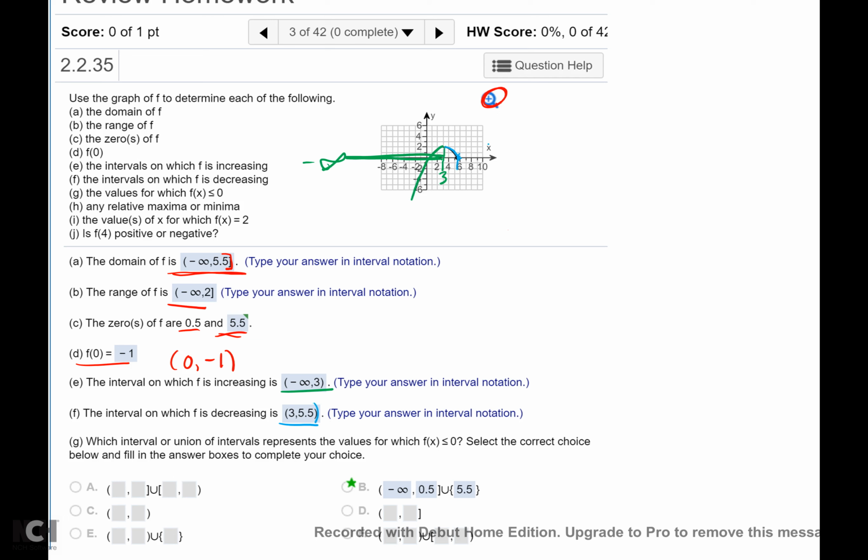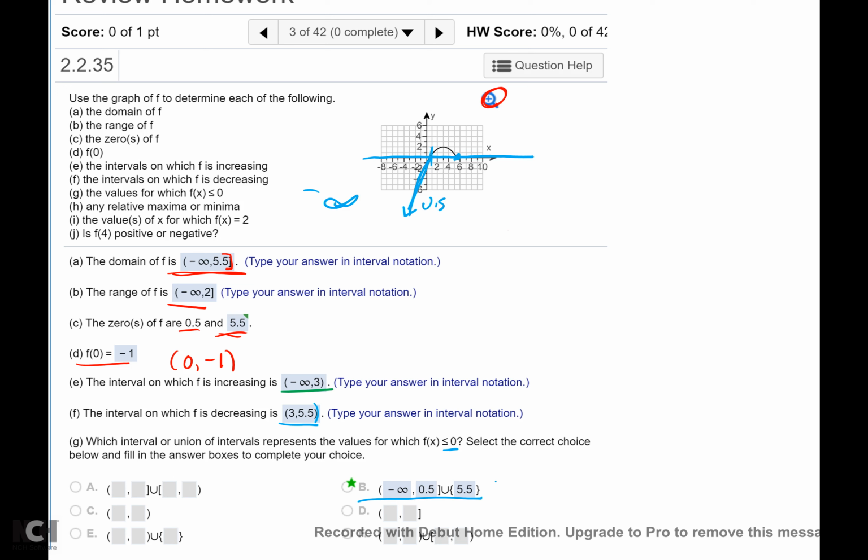Okay, and it says, which interval or union of intervals represent the values for which f of x is less than 0? What that wants to know is, here's your y equals 0 line. They want to know the interval where the function is below that line, which is from here, or equal to 0. So we've also got to do that point right there. So we have from negative infinity to right there, which is 0.5 union, and then we have another 0. It's not less than 0, but it's equal to 0 right at 5.5. That's where that's coming from.